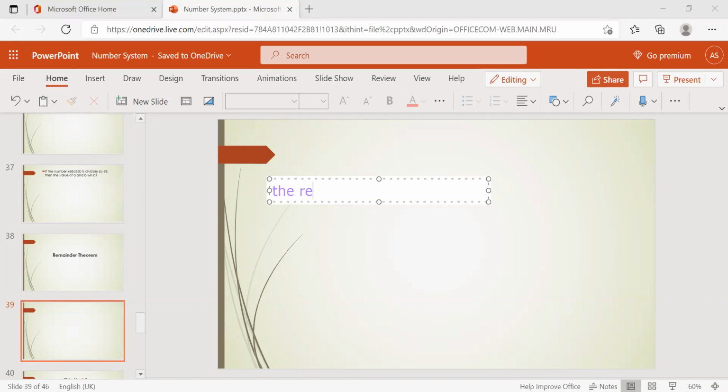The remainder when 3 power 21 is divided by 5. What is the remainder?